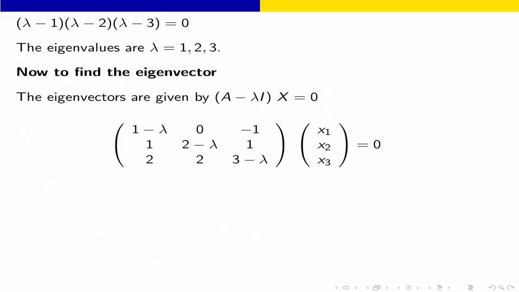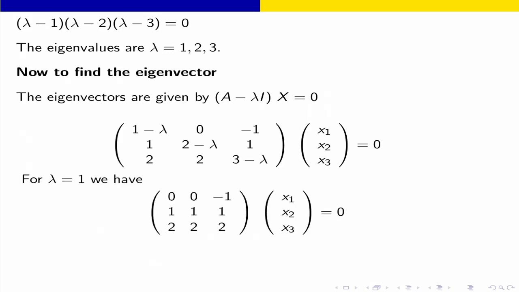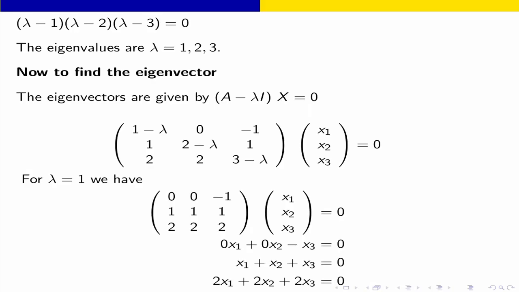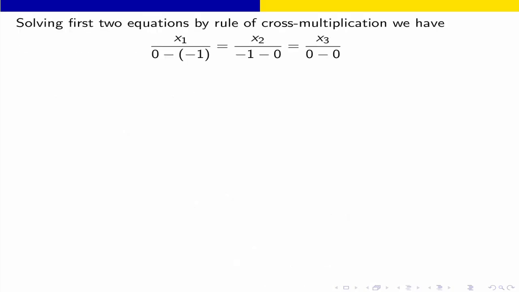So therefore x is nothing but x1, x2, x3. Here, in the given A matrix, I can take A minus lambda I. So for lambda is equal to 1, we replace it and we will get this. From this we can multiply the matrix and we will get 3 systems of equations. From the 3 equations we can choose any 2 non-similar, so I can choose the first 2.